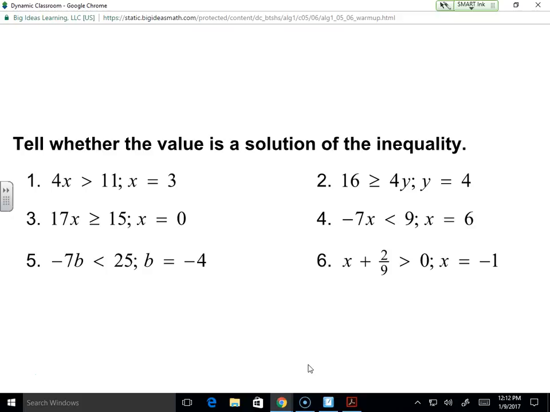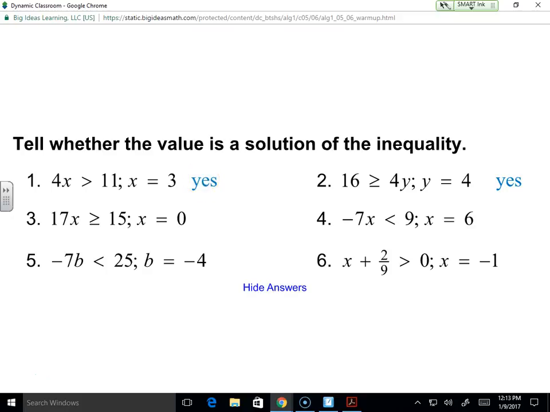Okay, kiddos, I didn't give you much direction and said, hey, warm up, go, right? So let's see how your algebraic sense worked out. And number 1, you see 4x, what's this inequality again? Greater than 11. And you see x equals 3. Whenever you see a variable with a constant, what should you probably think of doing? Plug it in, and what do you guys get for the first one?